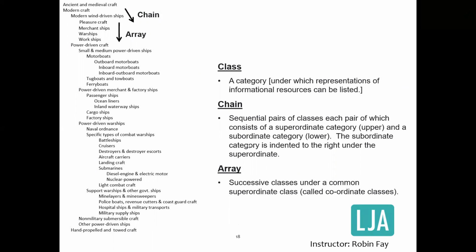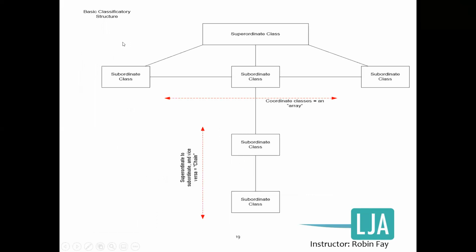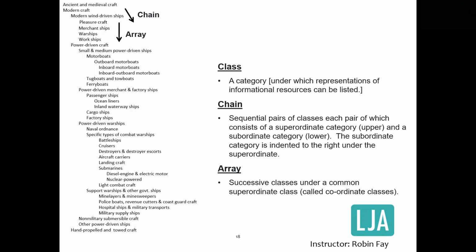So, class. We've already talked about this a little bit. I've already loosely defined it as a category. It is a category under which representations of informational resources can be listed. A chain is a sequential pair of classes where each pair consists of an upper and a lower. So a chain is really just looking at that hierarchy. An array is the successive classes under a common superordinate, the one above, or they can be called coordinate classes. When you look here, you can see chain at the top, so that's your hierarchy. And when you have things that are equivalent, that's an array.